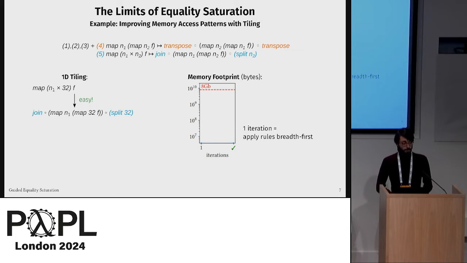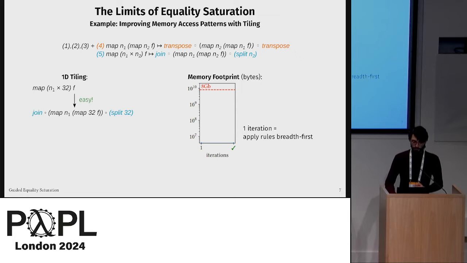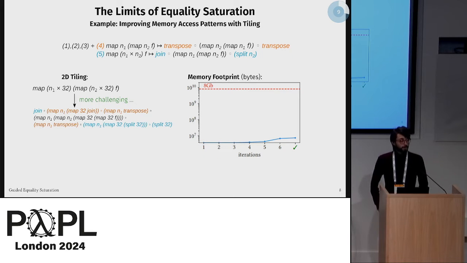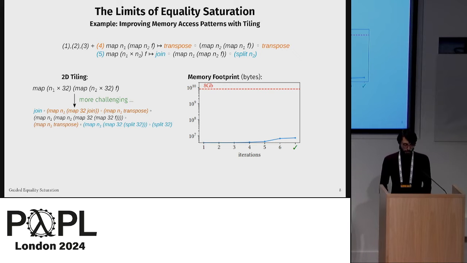So one-dimensional tiling is very easy to apply using equality saturation. If you look at the graph on the right, which shows the memory footprint, you can see that we're not using even a megabyte of memory, and a single iteration of equality saturation is sufficient. So what is an iteration here? An iteration is when you apply all the possible rewrite rules to the E-graph once. So typically, equality saturation works by growing the E-graph iteration after iteration. So one iteration is very simple, but we can make it more challenging by increasing the dimension of the tiling.